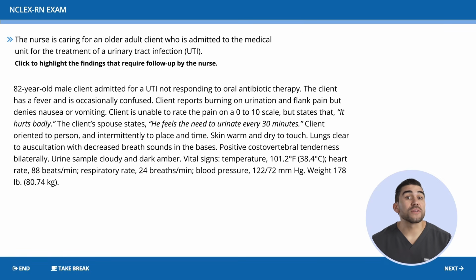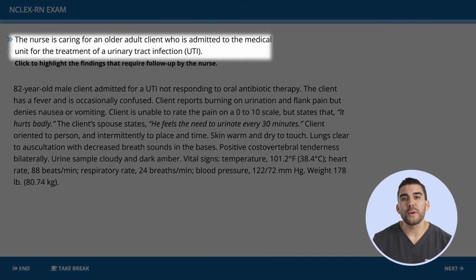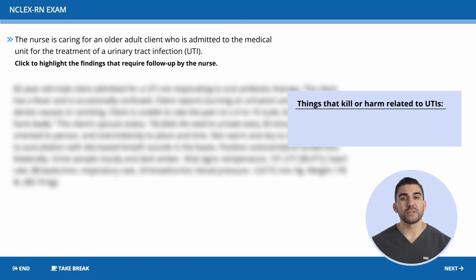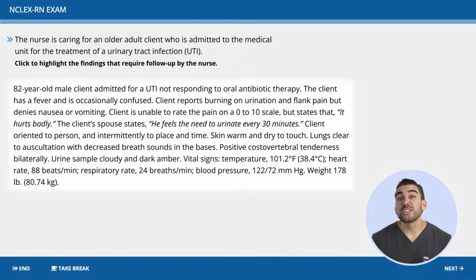So now let's jump into the first question. The question is asking to click to highlight the findings that require follow-up by the nurse. The problem is we have an older adult client with the UTI. So for the solution, before looking at the options, think of things that can kill or harm related to UTIs. So number 1, it can progress into a kidney infection known as pyelonephritis, and then potential sepsis, which is infection inside the blood. So now let's look at the information.